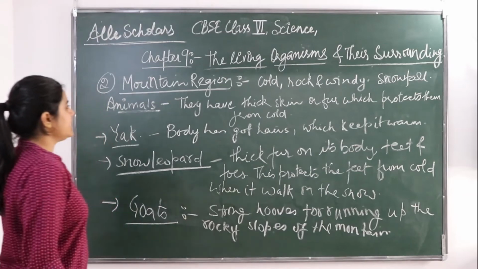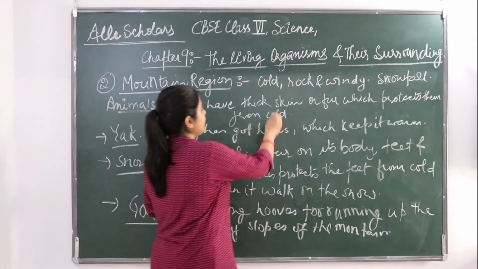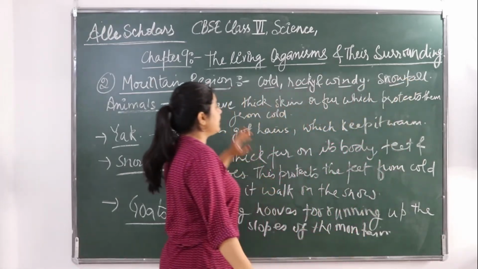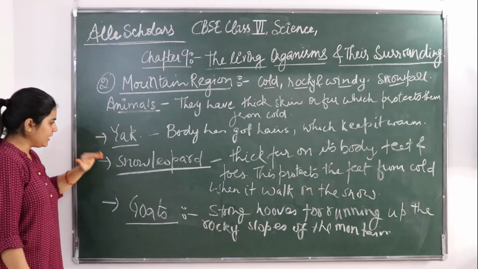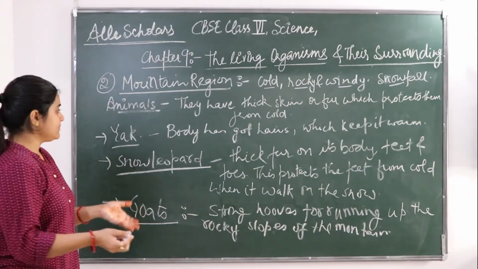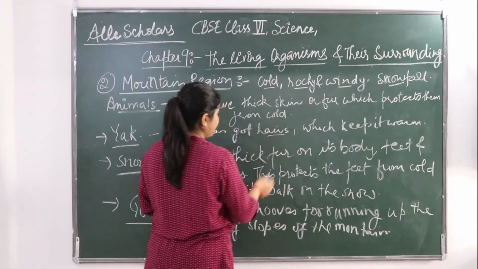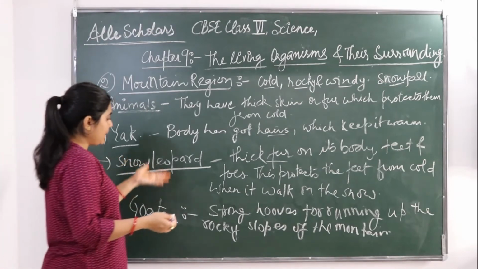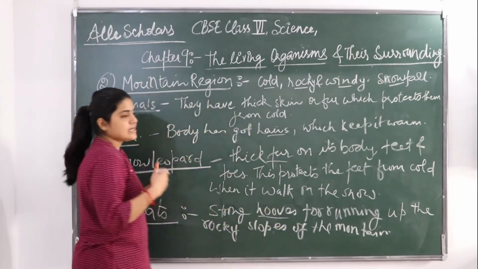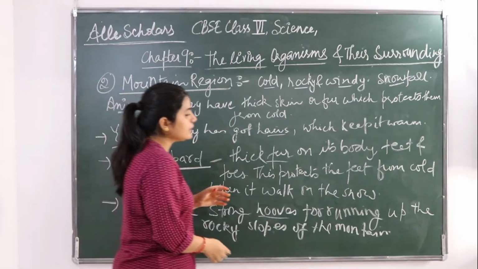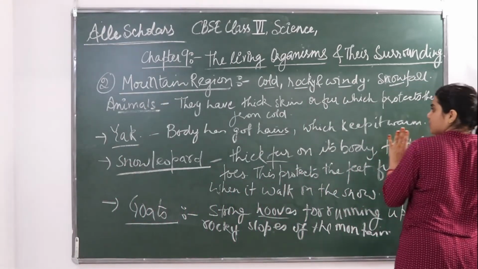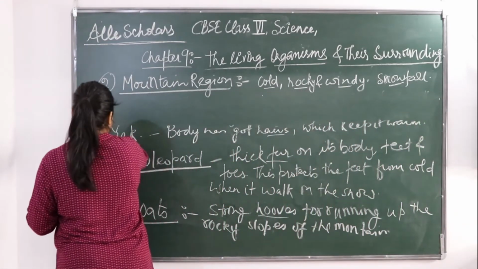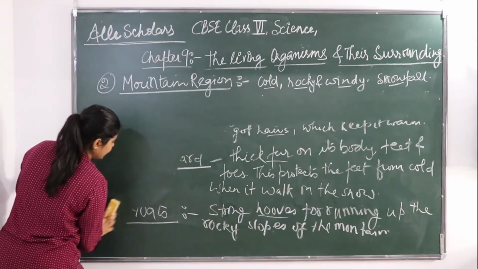So we have seen how the mountain region is cold, rocky and windy, and snowfall is also there. Different animals like the yak, snow leopard and goats adapt themselves by having hair on their body, thick fur on their body and feet, and strong hoofs which help them to climb up the rocky mountains. So this was for the animals of the mountain region. Now we will see the trees or plants that are present in the mountain region.